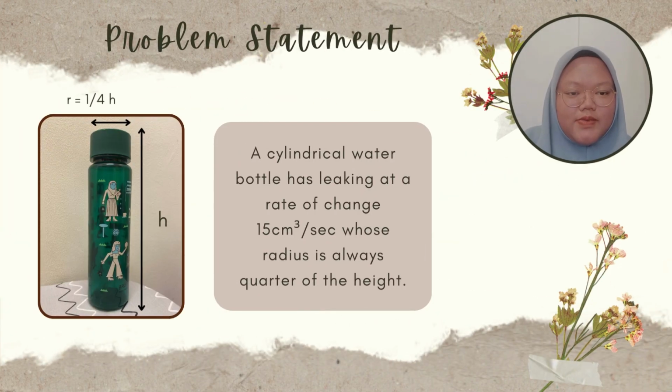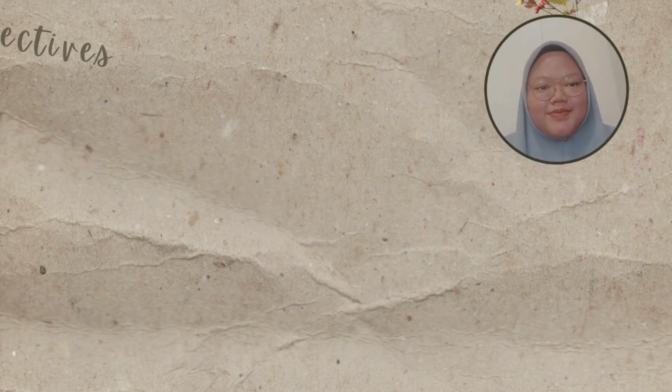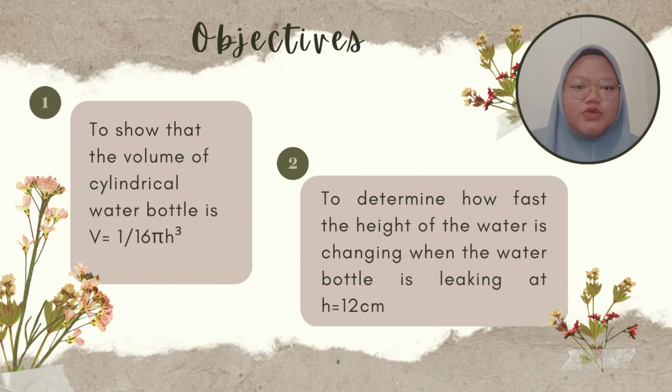Problem statement. A cylindrical water bottle is leaking at a rate of change of 15 cm³ per second, whose radius is always a quarter of the height. Objective. Firstly, to show that the volume of the cylindrical water bottle is V equals 1/16 pi h³. Secondly, to determine how fast the height of the water is changing when the water bottle is leaking at h equal to 12 cm.